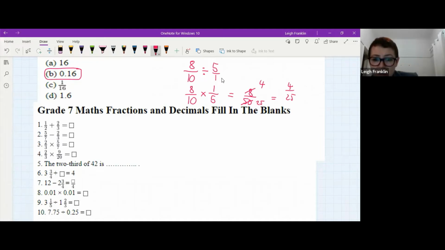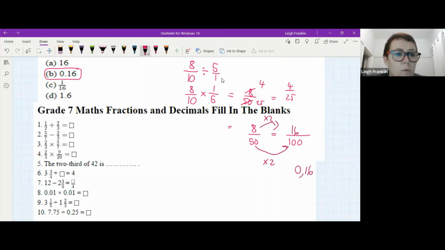Or maybe the easier thing for us to do was this. If we've got 8 out of 50, I'm being silly here, we want this to be an equivalent fraction out of 100, don't we? So what we could do is times the bottom by 2. So we must times the top by 2 as well, and that would give us 16. And 16 out of 100 is 0,16. Okay, good job. Well done. That was perfect.